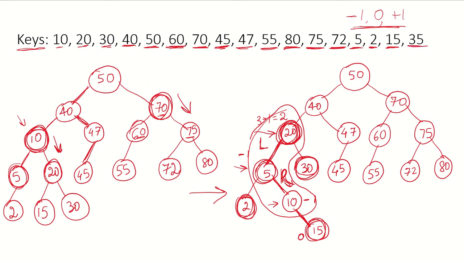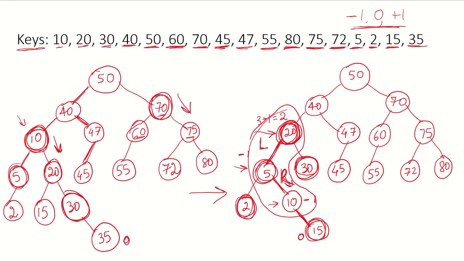The last data value that is coming in is 35. We will see that 35 will come as the right child of this data value 30. What will happen when it comes here?